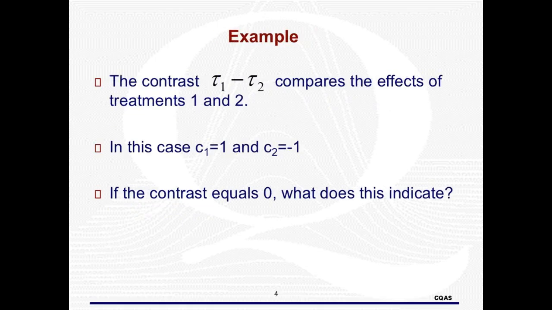Let's consider the simplest possible contrast. Here we're comparing treatment 1 and treatment 2. The coefficient for treatment 1 is +1, and the coefficient for treatment 2 is -1. When we write the contrast this way, we're simply calculating treatment 1 minus treatment 2. Now ask yourself, what does it mean if this contrast equals 0? If the contrast equals 0, then the two treatment means are identical. This is the basic idea behind many comparison procedures. Most pairwise comparisons are really just simple contrasts like this.